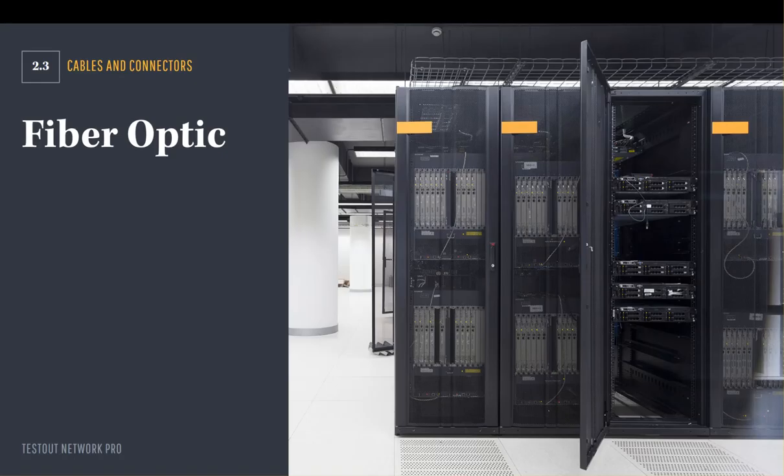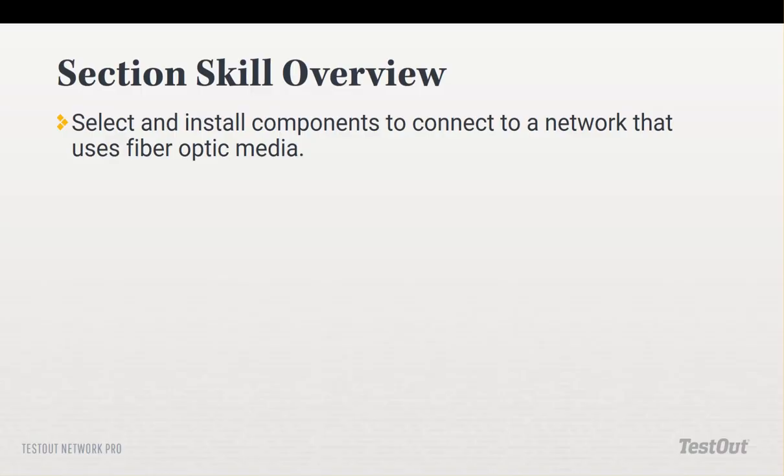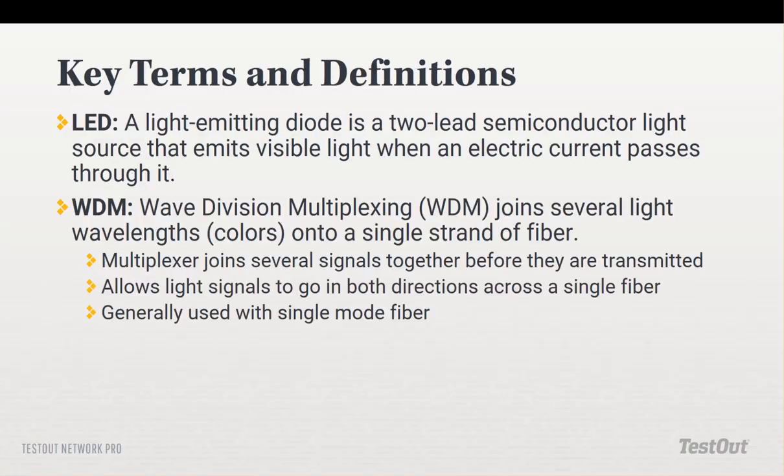Fiber optic is definitely much more complicated and not very easy to work with. So basically, we need to understand how these work. LED, we're familiar with LED. It's light emitting diode. You see that in TVs. You see that in monitors. WDM is basically what we're using in the fiber optic cables, called wavelength division multiplexing, as you can read. And it basically just joins several light waves, colors, into a single strand of fiber. So you can see in the upcoming slides exactly how that works.